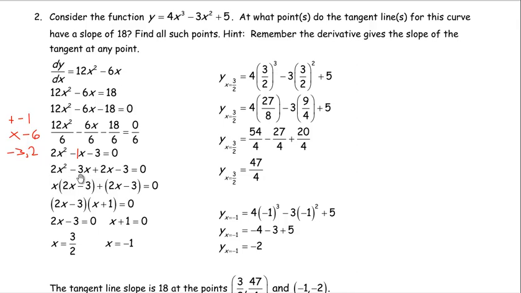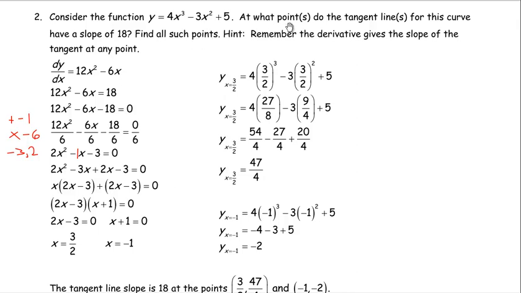Now we need to do a little bit of factoring. The common factor in these two terms is an x. We factor an x out, we get 2x minus 3. And there's only a common factor of 1 here, so we just put brackets around the other 2x minus 3. So it factors out, and we get x plus 1 for the other factor. And we set each of these equal to 0. So 2x minus 3 equals 0, so we get 3 halves for that one. Setting x plus 1 equals 0, we get negative 1 for that one. So it seems to be 2 points where the tangent line has a slope of 18.